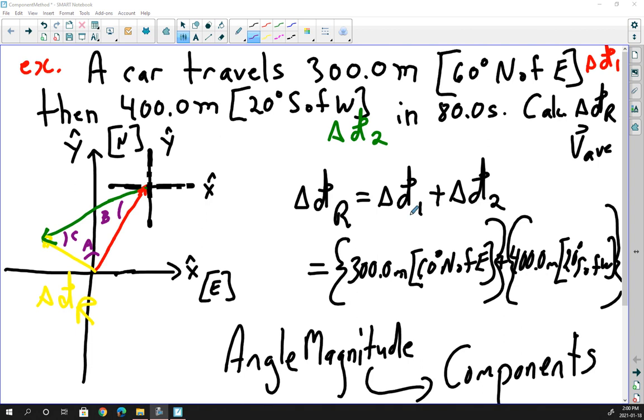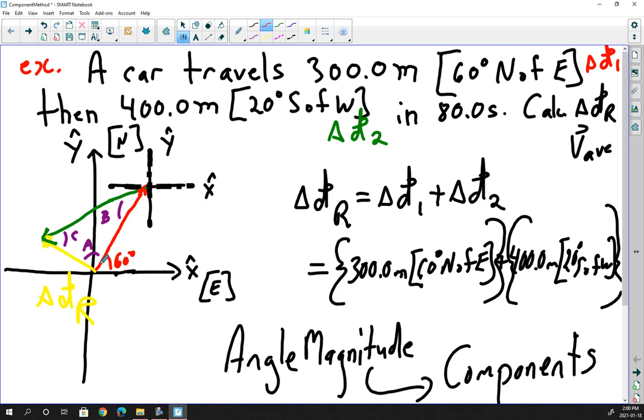So here's a question similar to one we did last year, except not everything's at those very nice 90 degrees. Not everything's north, south, east, west. Let's take a quick look at this. A car travels 300.0 meters, 60 degrees north of east. So where is that? Well, it's the red vector right here. It travels 300 meters, 60 degrees north of east.